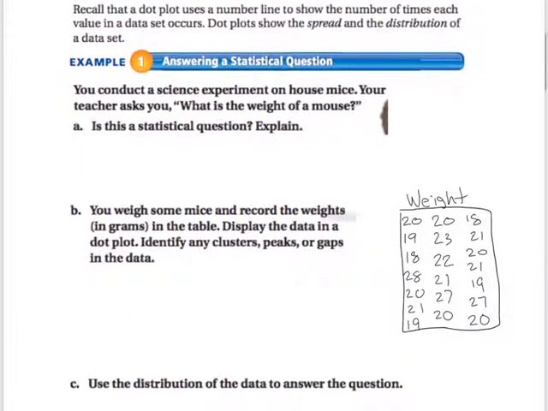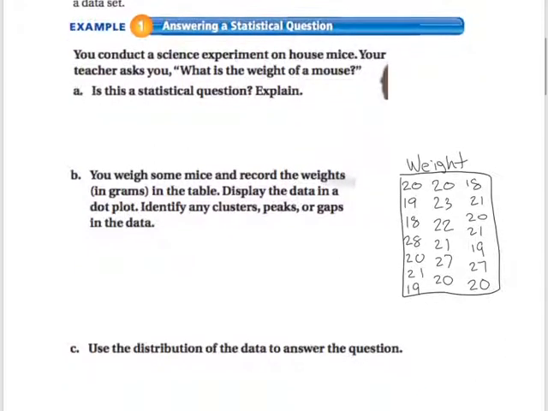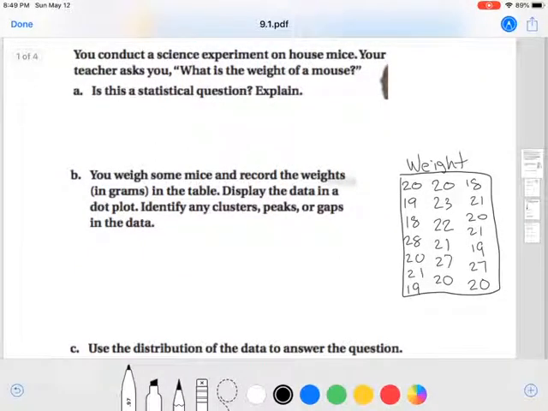Example 1 says you conduct a science experiment on house mice. Your teacher asks you, what is the weight of a mouse? So in your experiment, you have a whole bunch of different types of house mice. You don't just have one, you have a few. And so when your teacher asks you, what is the weight of a mouse, is this a statistical question? And it is. The reason it is, is that we can anticipate that the weight of the mice will vary. So we're going to say yes.